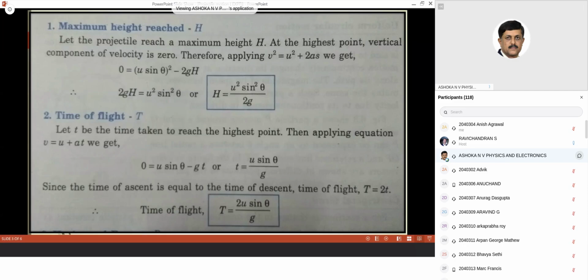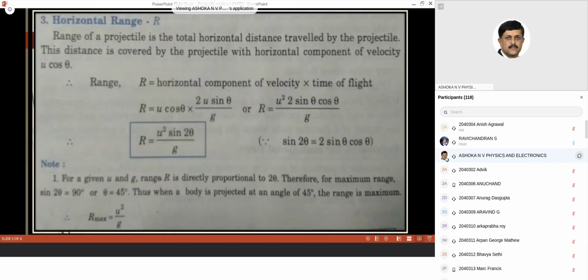Therefore, time of flight will be equal to 2 times the t we have derived. t is equal to u sine theta by g. Therefore, the time of flight T will be equal to 2u sine theta by g. That is the second important aspect we have to calculate for a projectile. Then the third one is horizontal range. The horizontal range is the total distance traveled by the projectile along the horizontal.